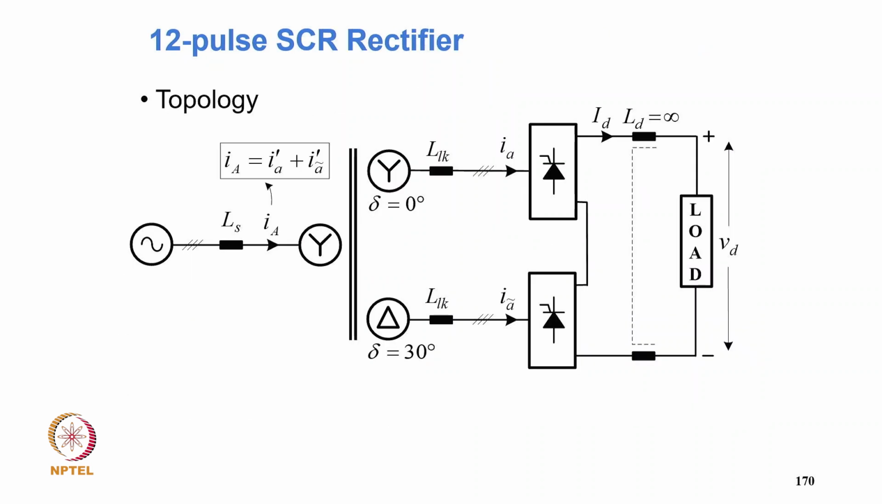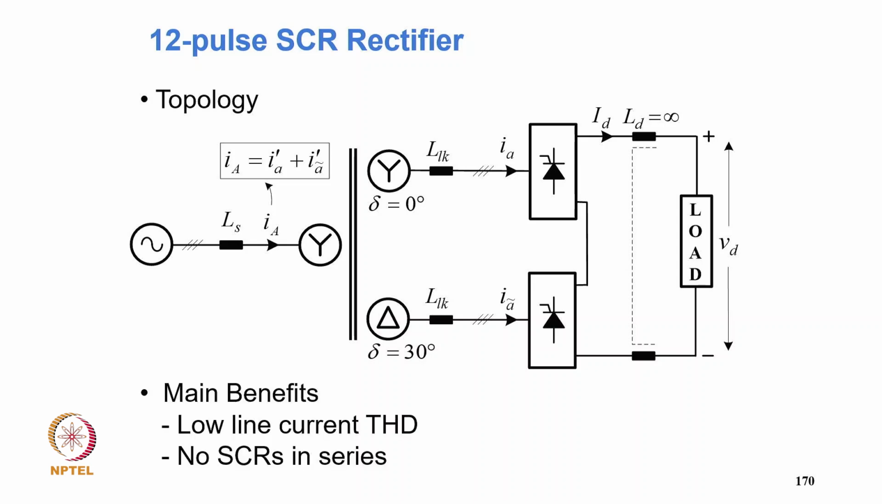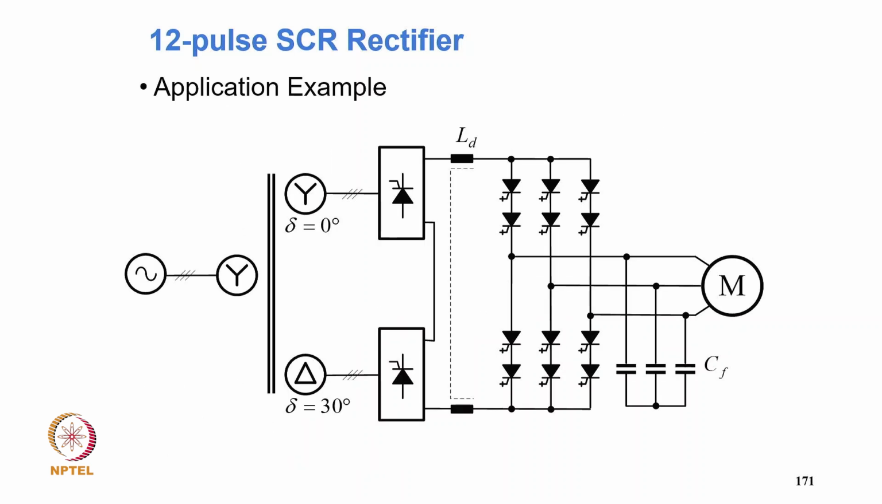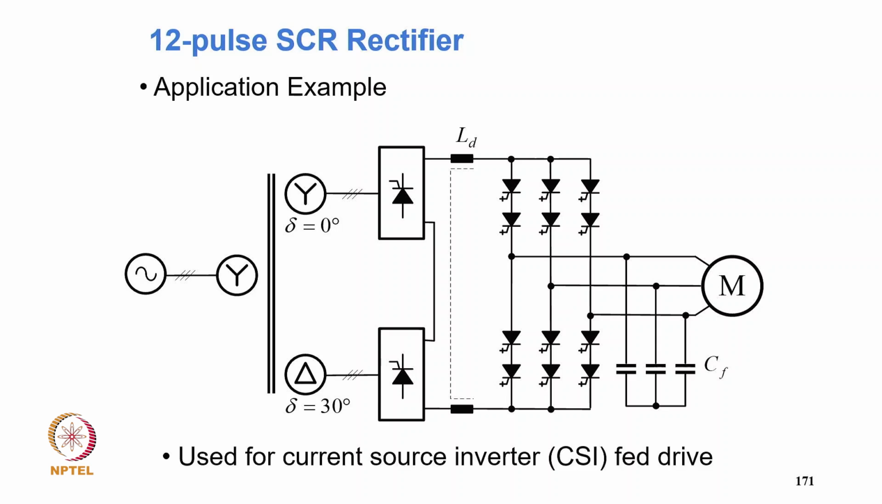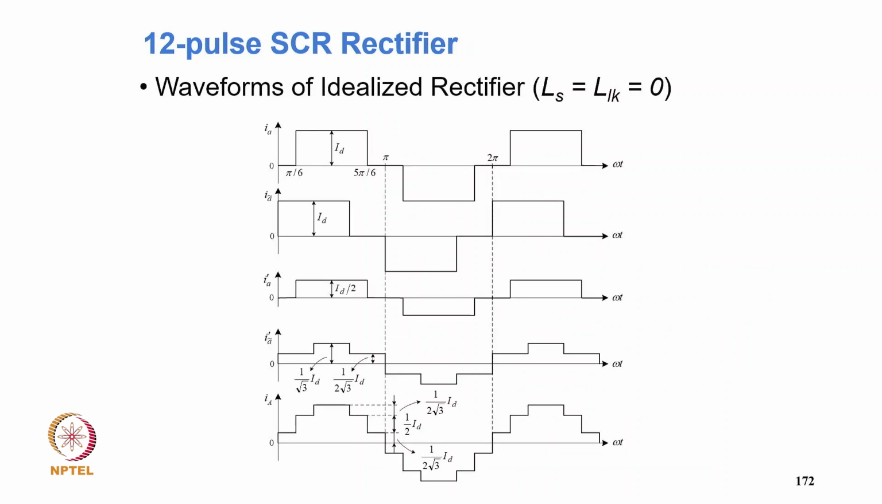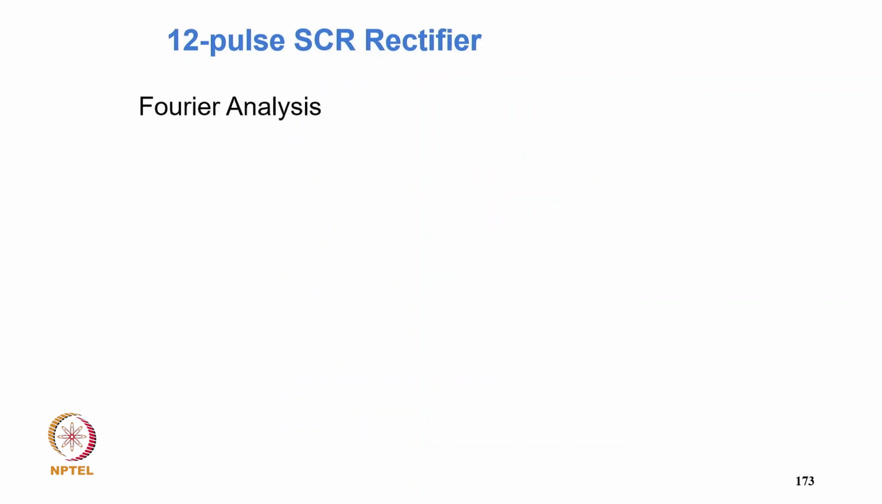Now coming to 24 pulse thyristor converter, again phase shift of plus minus 15 degree, and output connected in series like HVDC to give 12 pulse. So main benefit, line current THD is reduced and no SCR in series. And this example is 12 pulse converter feeding your current source converter. So here is the supply current harmonic used for current source fed drive PWM, and how the supply current improves from 6 pulse to 6 pulse and finally 12 pulse drive.